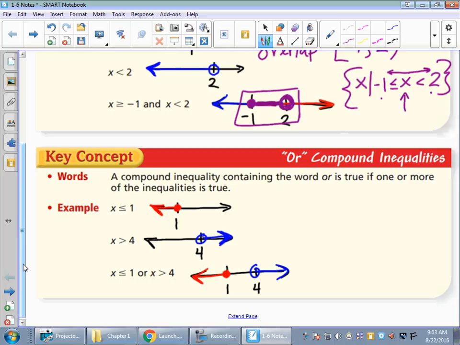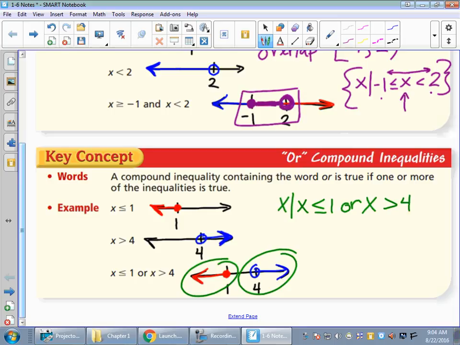So to write this, set builder is a little bit easier to write these solutions. These solutions would be x such that, and you describe each number set. This number set is when x is less than or equal to 1, or this number set when x is greater than 4. You basically just put both solutions in there, you use the word or, and that implies that they're not overlapping.